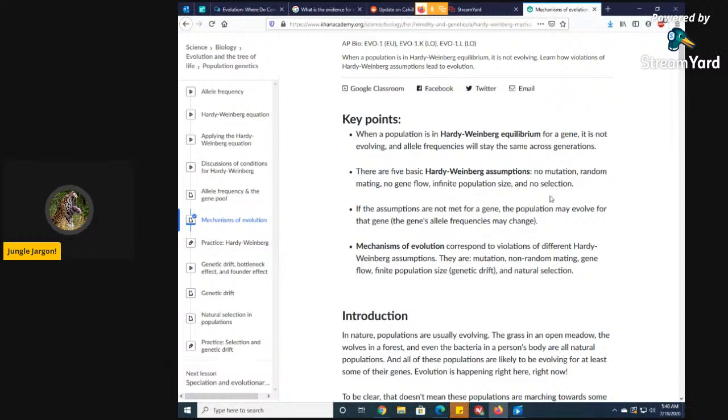Okay, so here's what keeps everything the same, I guess. No mutation, random mating, no gene flow, infinite population size, and no selection. Okay. If the assumptions are not met for a gene, the population may evolve for that gene. The gene's allele frequencies may change. Okay, he's only talking about a single gene.